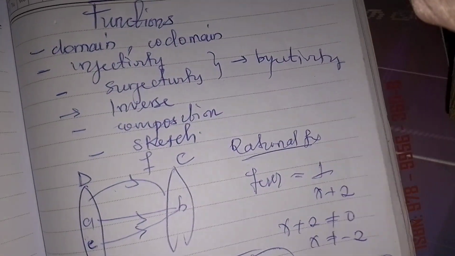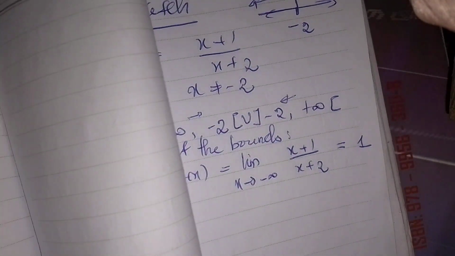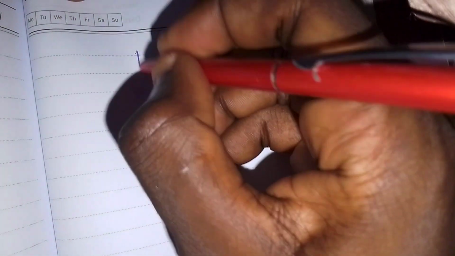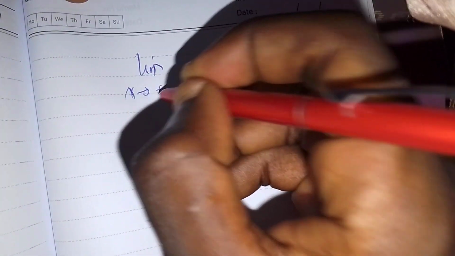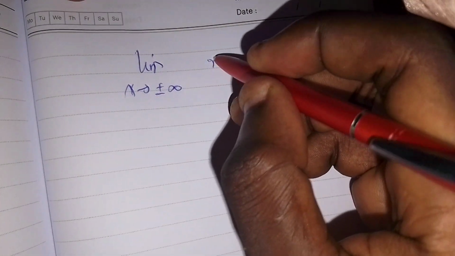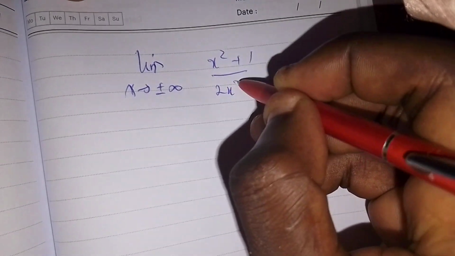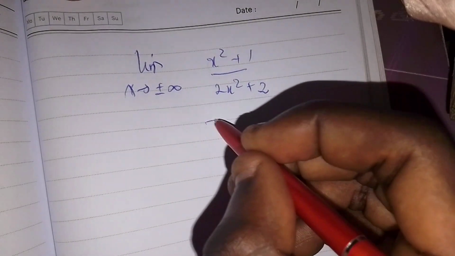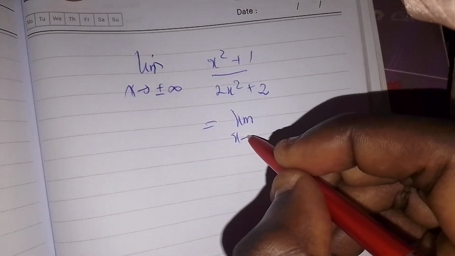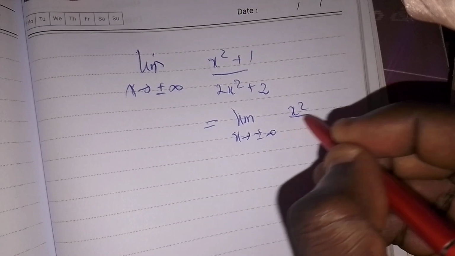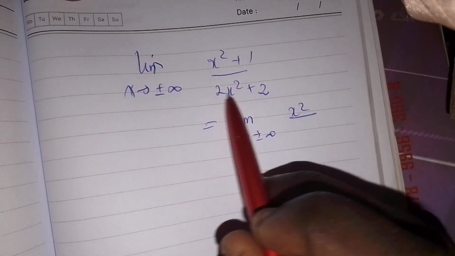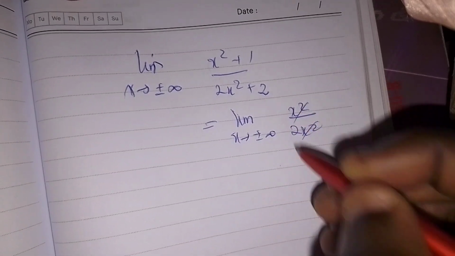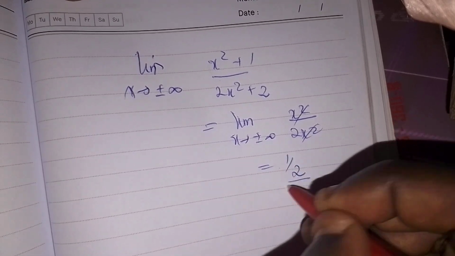Let me take something else and see if you can get the limit. The limit as x goes to plus or minus infinity of x squared plus 1 on 2x squared plus 2. Now, this numerator is controlled by x squared. So I'm just going to have the limit as x goes to plus or minus infinity of x squared divided by, this denominator is controlled by 2x squared. The x squared cancels and we get a half.